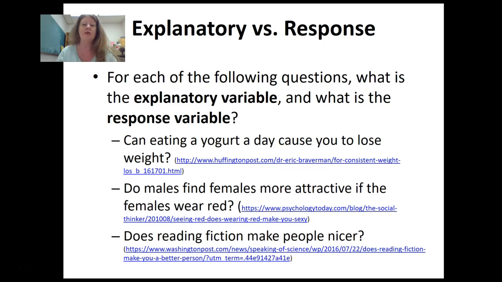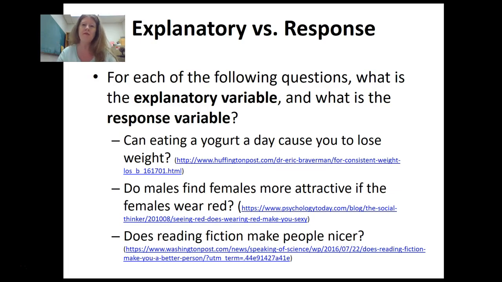For the second one, do males find females more attractive if the females wear red? So what is it that we're measuring? What is the outcome of the study? We want to know some sort of measure of attractiveness. That's the outcome. What do we think affects that? Wearing red. So if you're wearing red, are you thought to be more attractive than maybe if you're not wearing red?